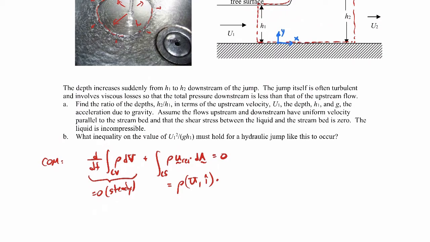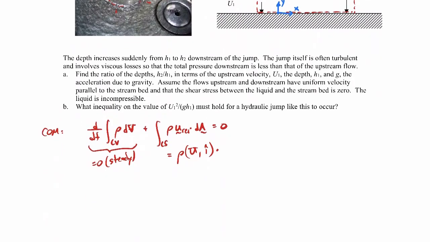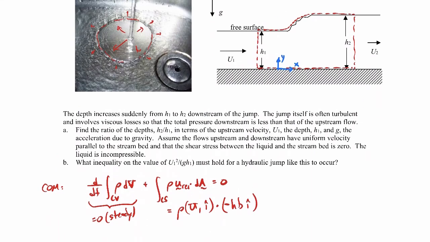I don't think we were told what it is, but I'll just call the distance in and out of the page b. So that'll be h times b, and that is actually in the minus i hat direction. Our outward pointing normal vector, n hat, remember it's pointing out of our control volume, at that area is pointing in the minus x direction, so that's where the minus i hat comes from. Oh, and I should put h1 because it's height h1 here, so that's our area.